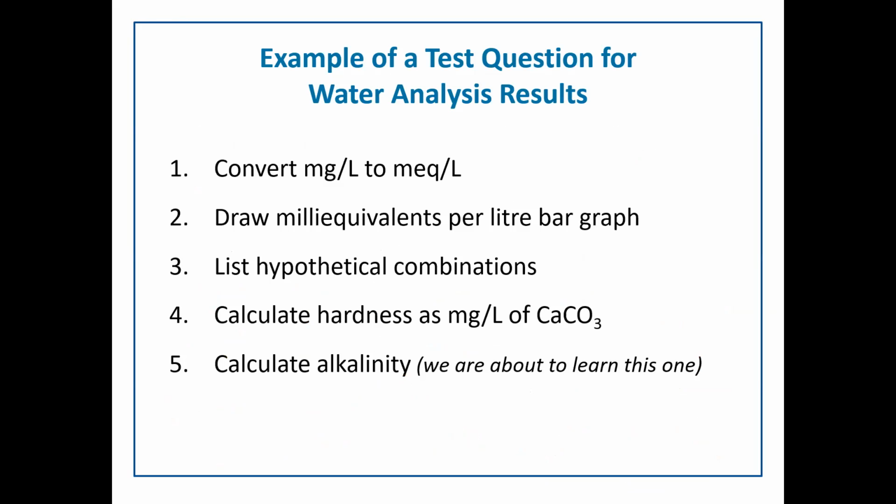So I want to show you an example of a test question. And this is something we're going to be working towards for test number 2, okay? So test question, it's going to ask you all of these things, right? So you're going to have a water analysis, and you'll have all the ions in there: calcium, magnesium, sodium, potassium, whatever is found in that particular water analysis. And we've done all of these things here already. Okay, we've done calculating milligrams to mil equivalents. I've learned how to do the bar graph. We've learned how to do hypothetical combinations, and we've also learned how to calculate hardness.